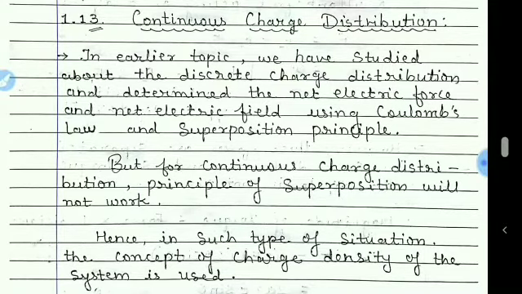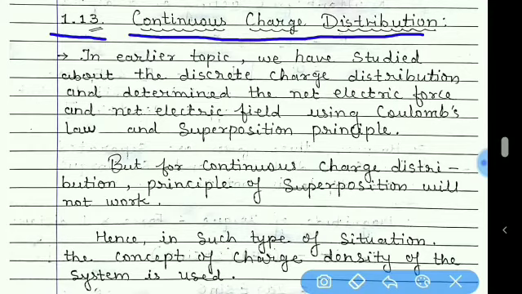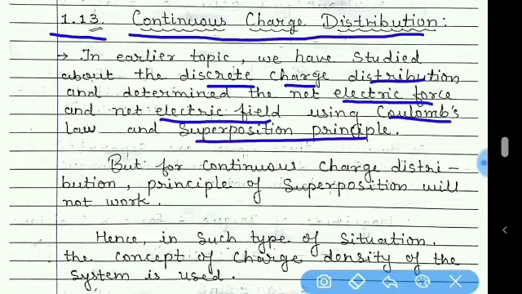Welcome students. In today's lecture, we are going to study topic number 1.13, continuous charge distribution. Now, earlier we have studied about discrete charge distribution, and for such charge distribution we have obtained electric force as well as electric field using Coulomb's law and superposition principle.